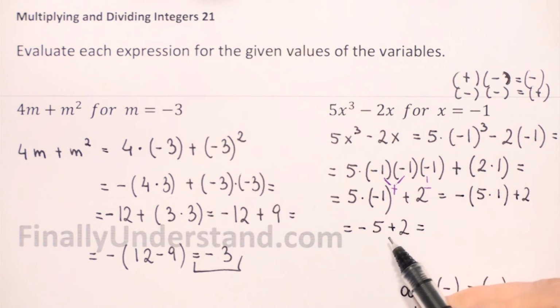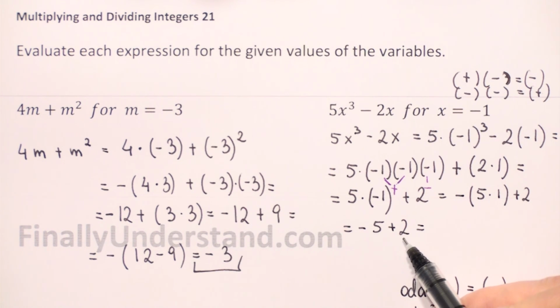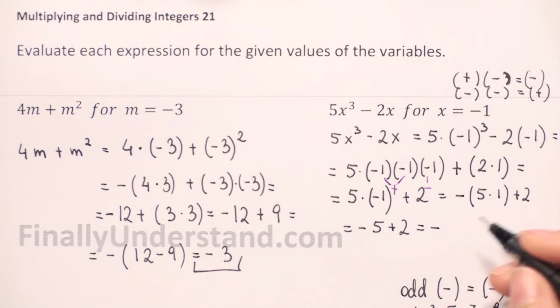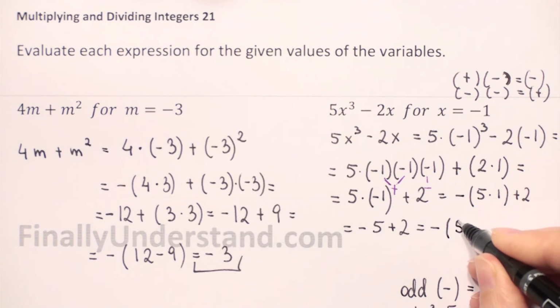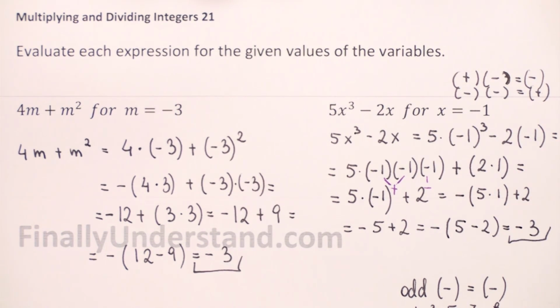And now we have addition of two numbers. One is negative, one positive. So first we check the sign before the larger number is negative. So we copy this negative sign. And in parentheses we subtract from the greater number the smaller. So 5 minus 2 will be. So negative sign we rewrite. 5 minus 2 is 3. So the answer will be negative 3. This is my solution.